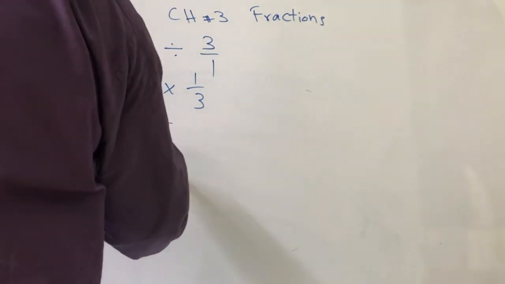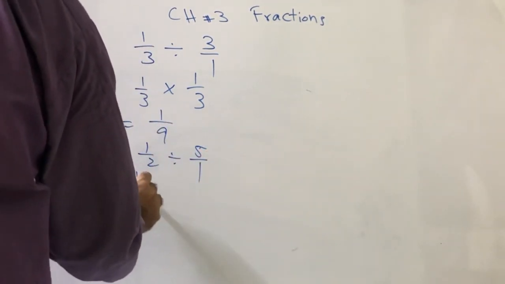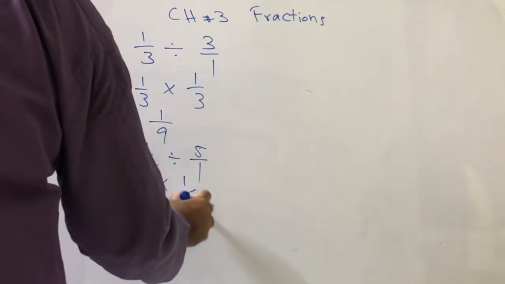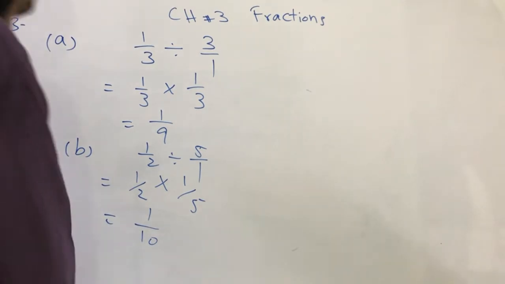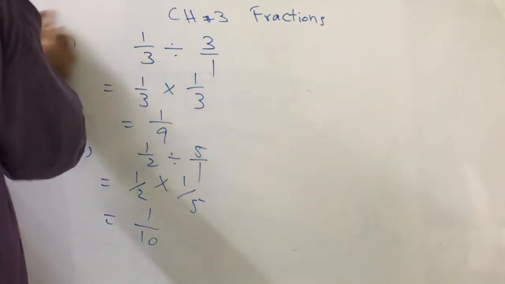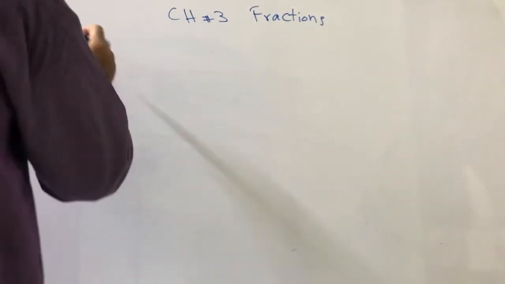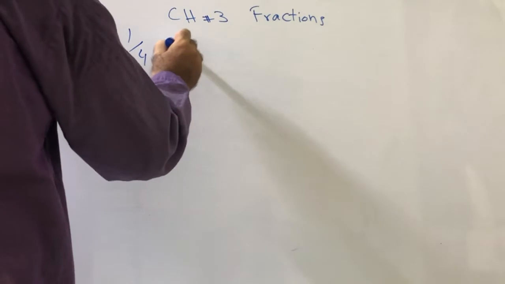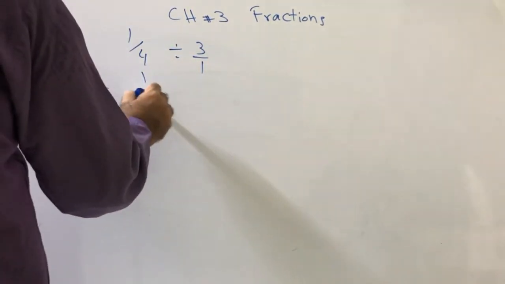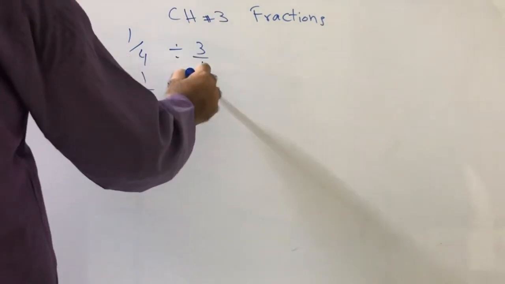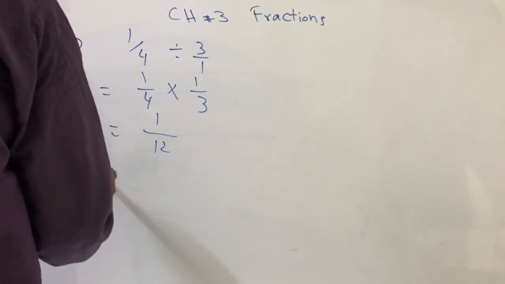Part B says 1 over 2 divided by 5. We can write 5 as 5 over 1. We'll do like this. 1 over 2 into 1 over 5 upside down. Okay, 1 into 1 is 1. 2 into 5 is 10. 1 over 10 is the answer for part number B. Okay, now we'll be also solving the part number C and part number D. Point number C says 1 over 4 divided by 3. So what we'll do is we can say 3 over 1. Okay, 1 over 4, then multiply by, this will be upside down. 1 into 1 is 1 and 3 into 4 is 12. 1 over 12 is the answer for this part.